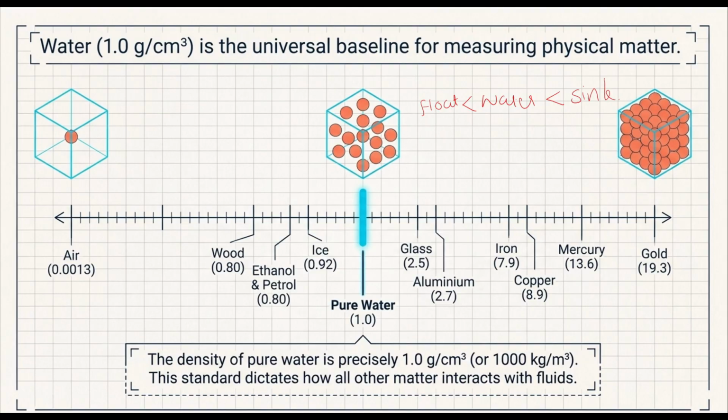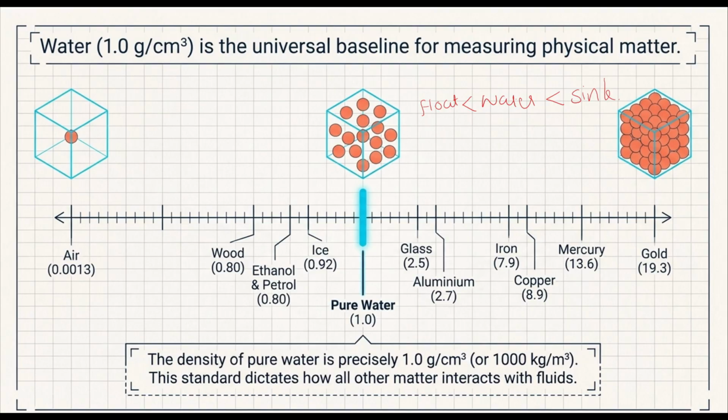So air has an extremely low density, right? Ice is slightly less dense than liquid water, which is why ice floats. And wood often floats because its density is lower than water. Most rocks and metals sink because their densities are much greater. So that is the reason. Understanding these reference values helps us predict the behavior of different materials.